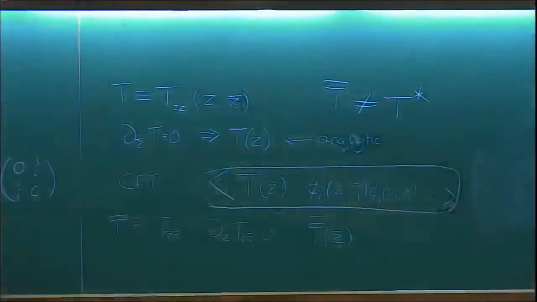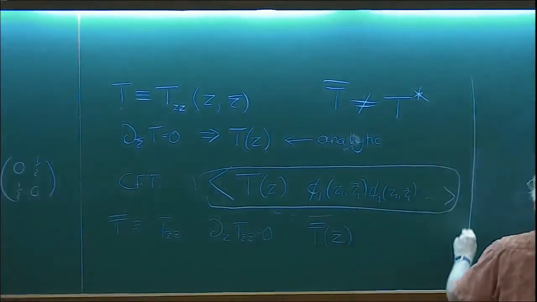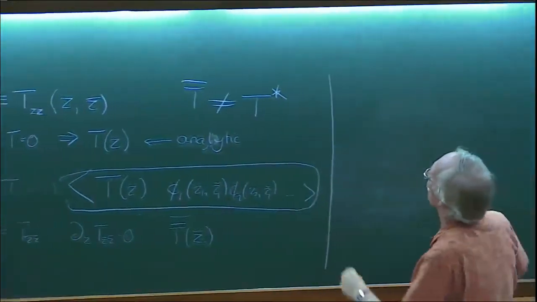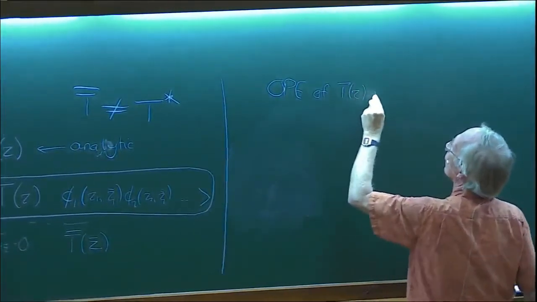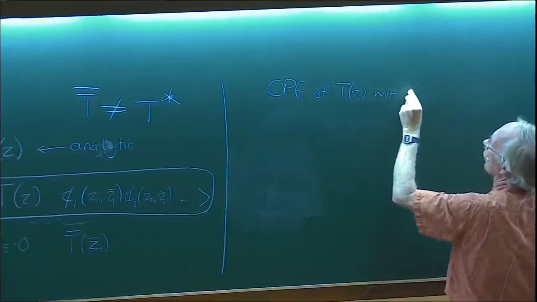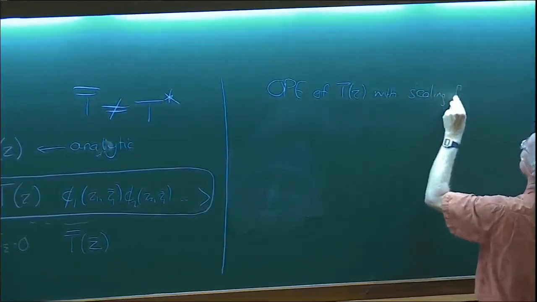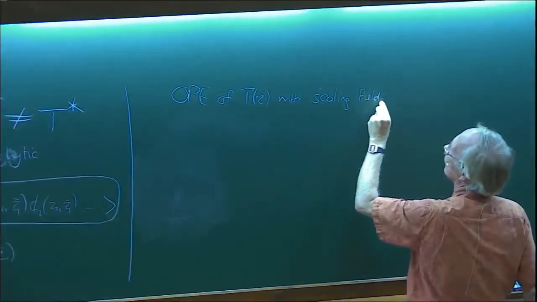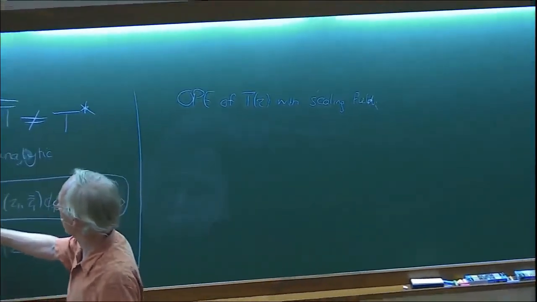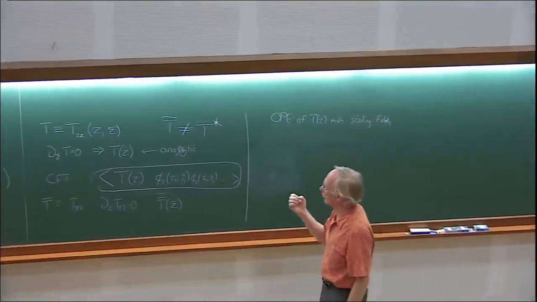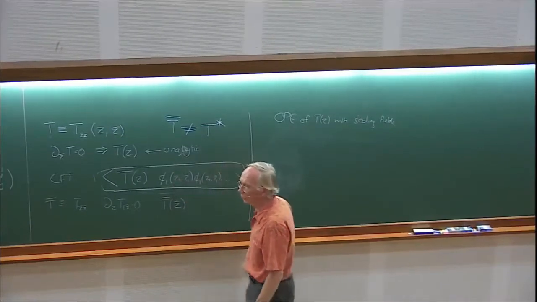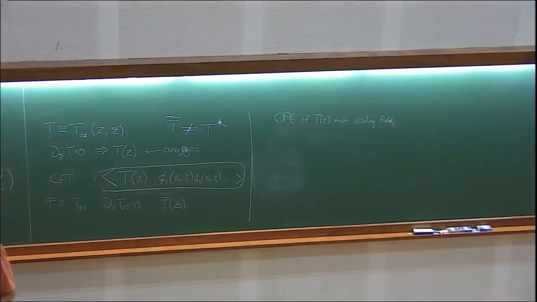Okay, so now we're going to make a step back, and one more thing, therefore, to say is that this tells us something about the OPE of T of Z with other scaling fields. That is, in this correlation function, I can ask what happens when Z approaches Z1. Okay? So it has to be analytic except at the point Z equals Z1. Therefore, we can make a Laurent expansion about that point.